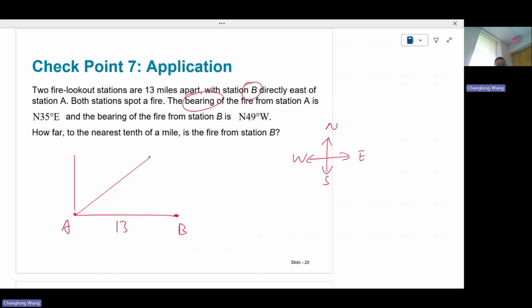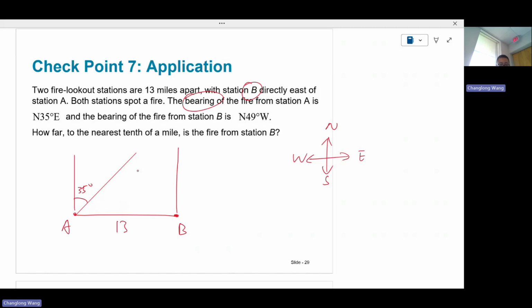This is probably where that fire will be. All right, so this is 35 degrees. I don't know where the fire exactly is, but it has to be along this ray. Could be here, but it has to be along this line. Now, from B's point of view, it will still be to the north, but north 49 degrees west. It's going to turn to the west, right? It will be something like this.